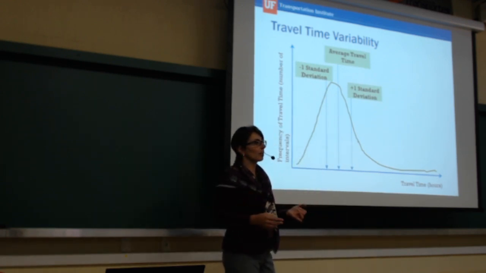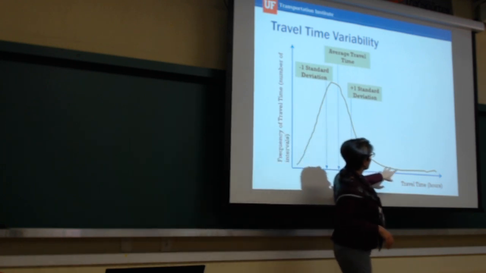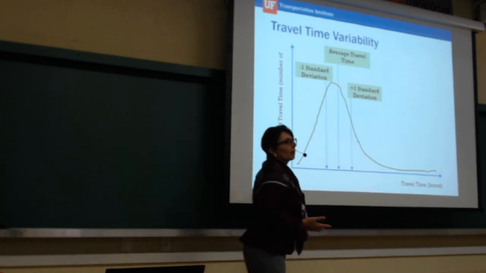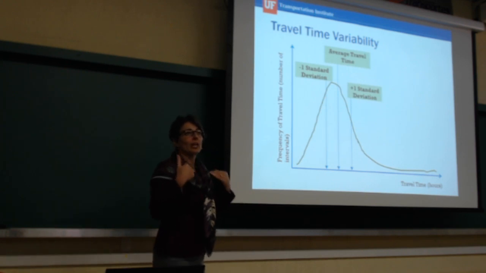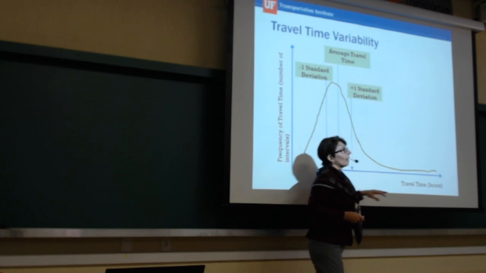Maybe there was a special event, maybe there was a heavy snowstorm or rainfall. Maybe a combination of those. And so you have a few of these happening over here with very high travel times, but relatively low frequencies. But from a traveler's perspective, you want to minimize these.